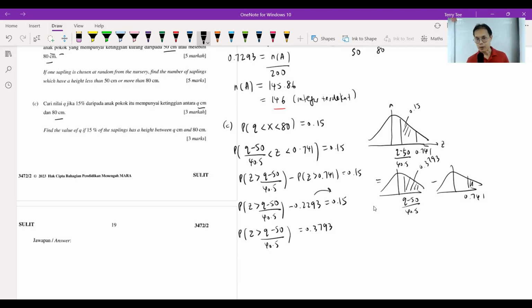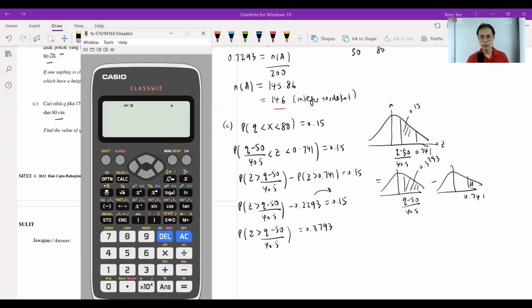You're going to work backwards. We can use a mathematical table or calculator. So here I use the calculator. I'll show you how to use this calculator. You press Shift, you go to menu first, go to 7, you go to number 3 for inverse norm. Your area is 0.3793, yeah? 0.3793, okay? Then you press equals. 0.307, right? 0.307.